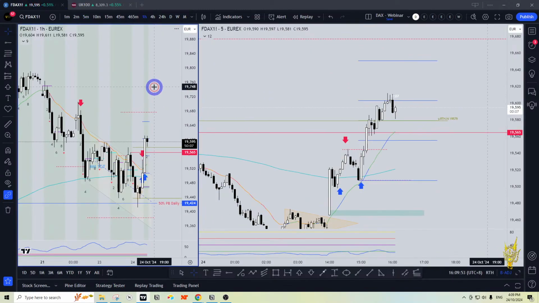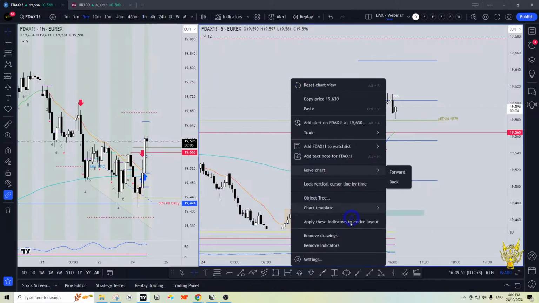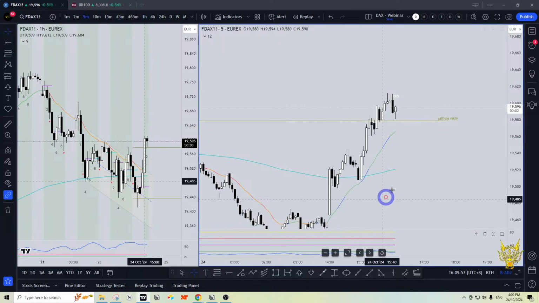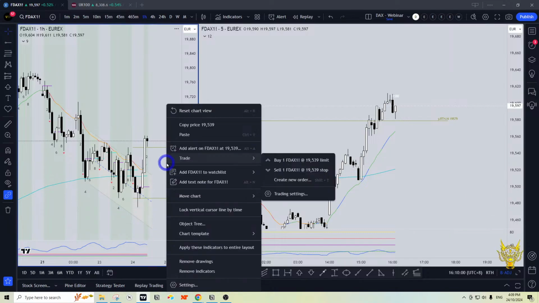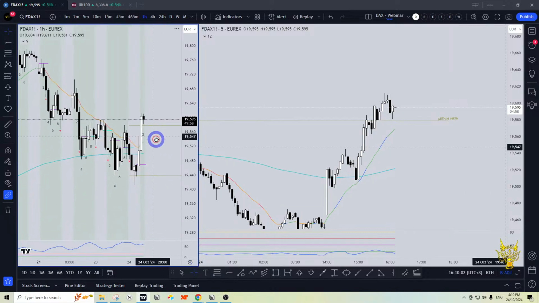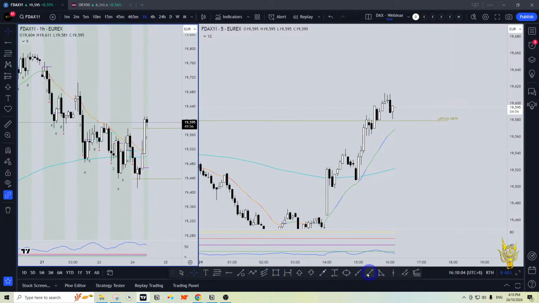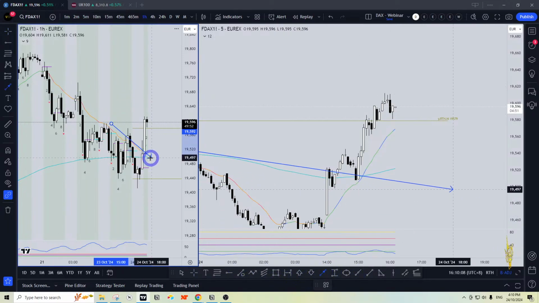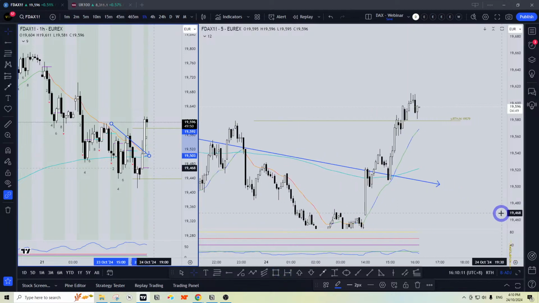Okay, so let's go. Bit of higher time frame stuff. We've had an hour, so let's just clear everything out and see what else is going on. Well, DAX, we broke out of this channel. So the bulls don't want to go back in it.